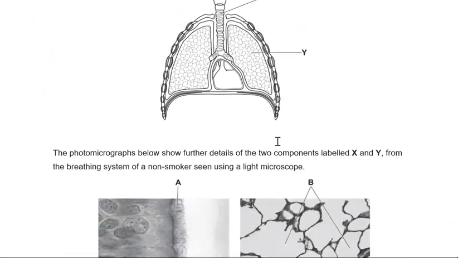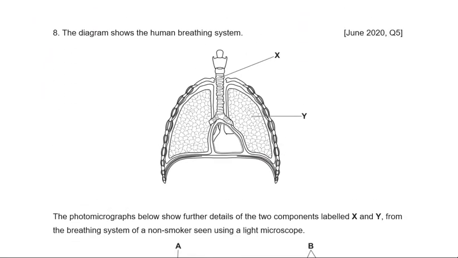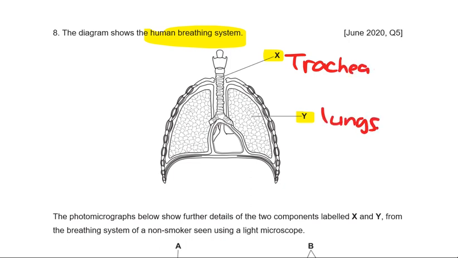Okay, next up, the last question. Question 8. The diagram shows the human breathing system, and you have X and you have Y. So X refers to the trachea, and Y refers to the lungs. Okay, over here, if we're looking at the breathing system, this one is called the larynx.